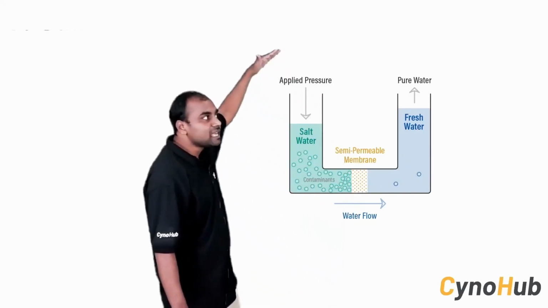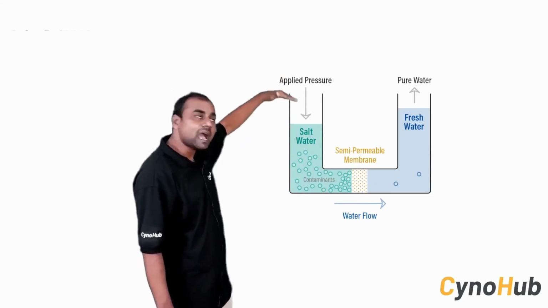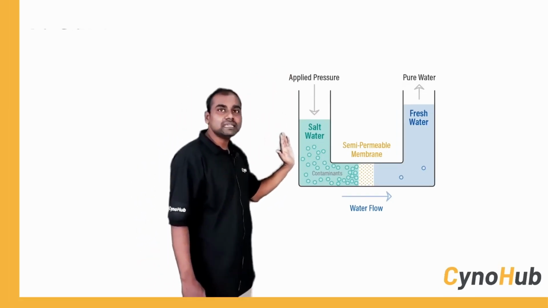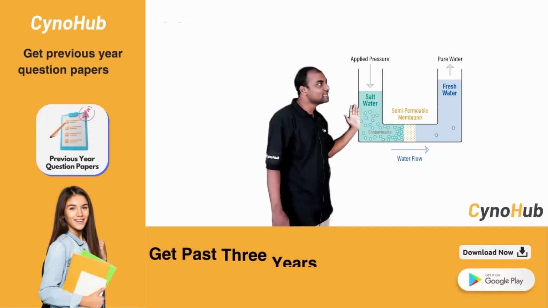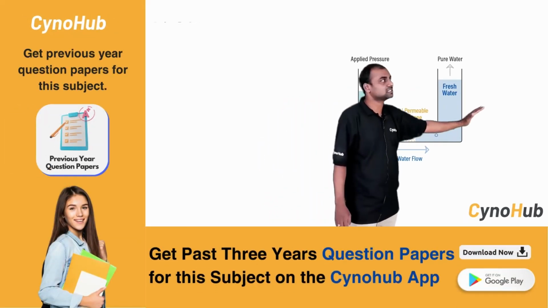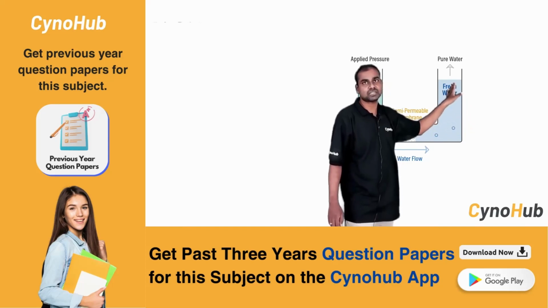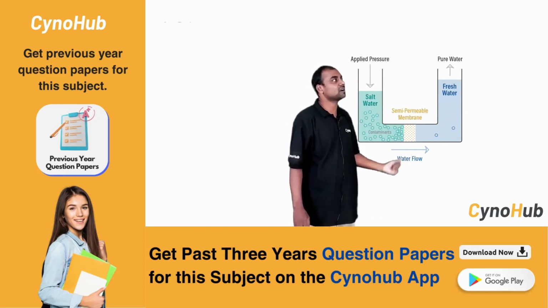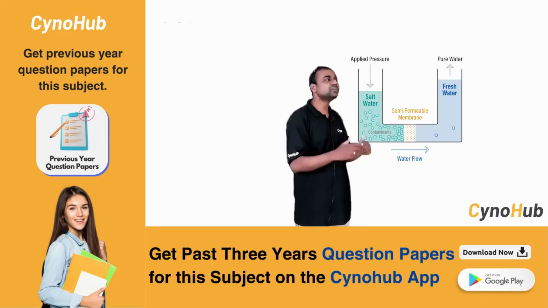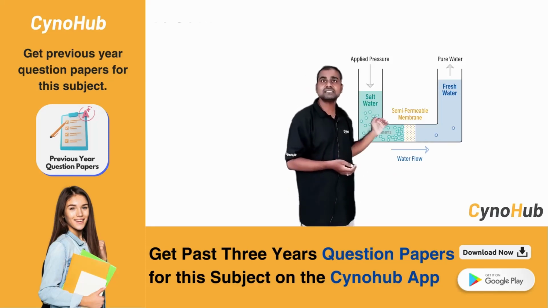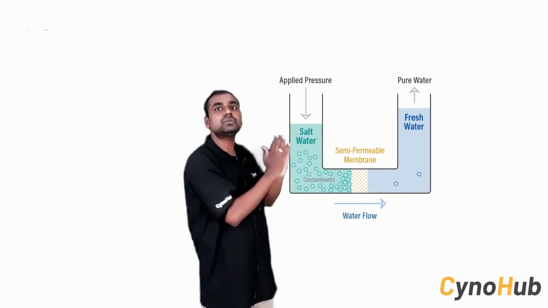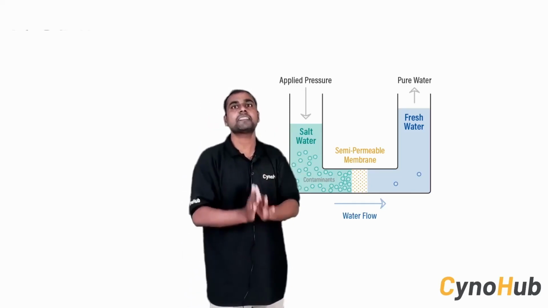When you are applying high pressure, what will happen? Water moves from the high concentration side to the low concentration side, so that you get fresh water. This is a semi-permeable membrane, or you can say a water filter. In the examination, generally you have to draw this diagram. This is a very important method to purify seawater.